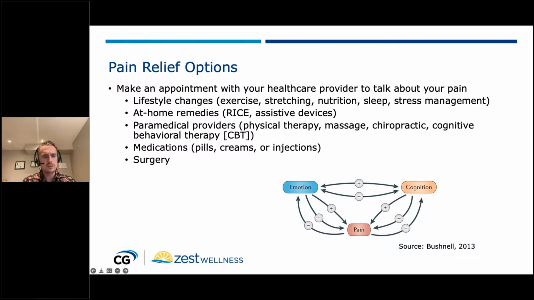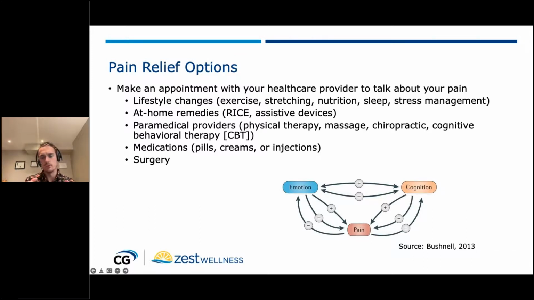And then, of course, medications, pills, creams, or injections that might be recommended by a healthcare provider, and in some cases, surgery as well for certain types of chronic pain. And so these are all pain relief options. So for the remainder of this webinar, we're going to focus on lifestyle changes and what you can do in particular.